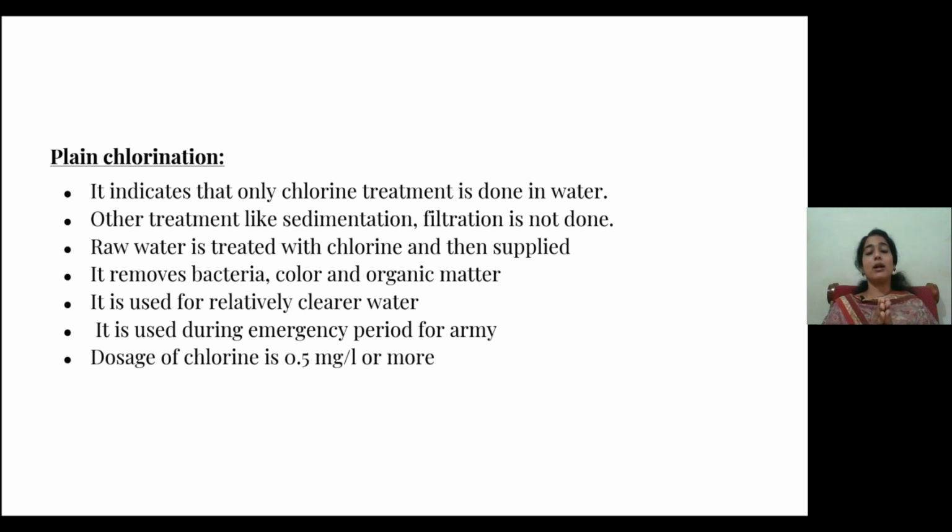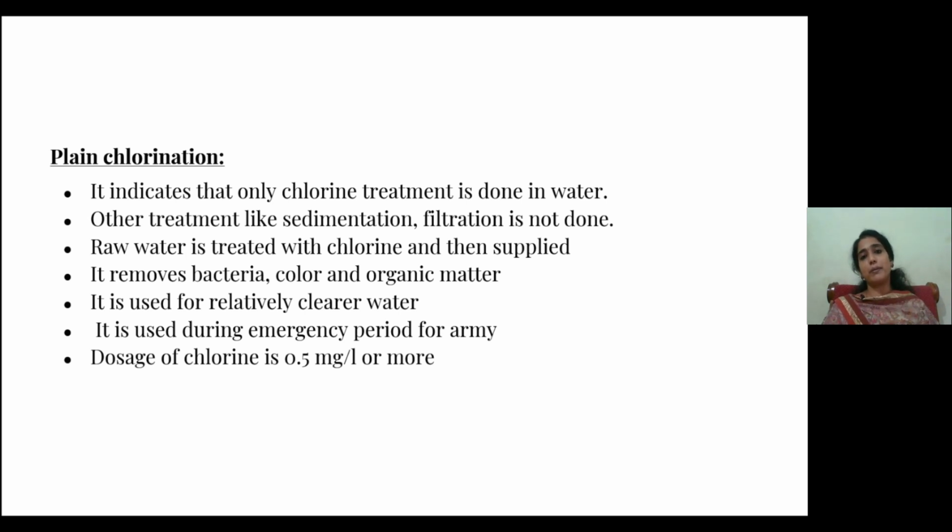In that, if the water supply schemes are damaged through bombing or any other hazards, then we can accept plain chlorination for immediate supply of water to the public. And it removes bacteria, color and organic matter, and it is used relatively for clearer water. And the dosage of chlorine is 0.5 milligram per liter or more. This is the plain chlorination.